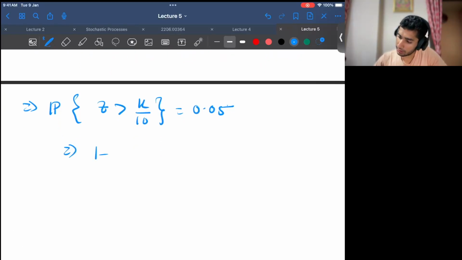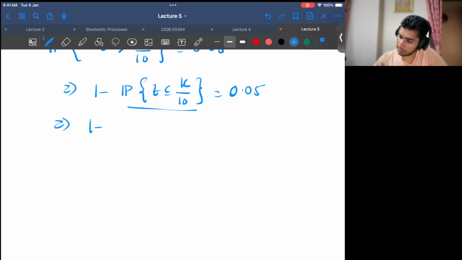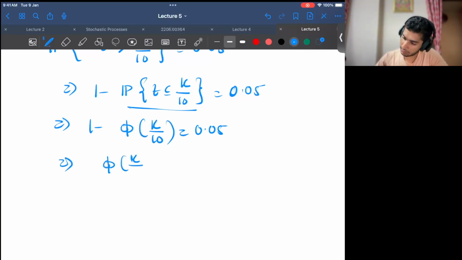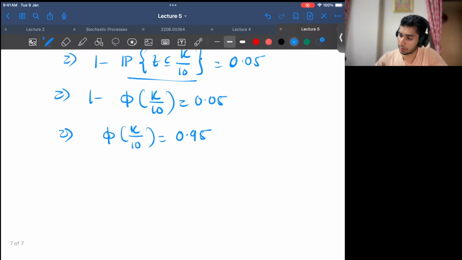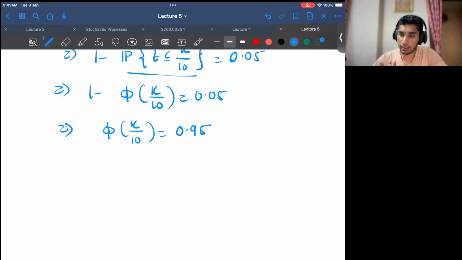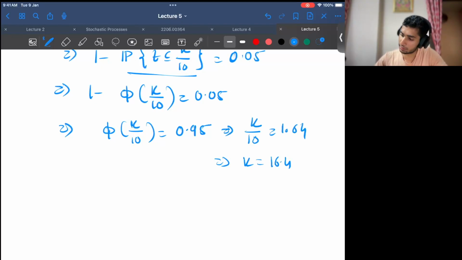This thing is actually 1 minus probability of z less than or equal to k by 10, which is nothing but the CDF at k by 10. So 1 minus phi of k by 10 is equal to 0.05. This implies that phi of k by 10 is equal to 1 minus 0.05, which is 0.95. Now you can use your chart and find that the value of k by 10 should be 1.64. Hence the value of k is equal to 16.4.